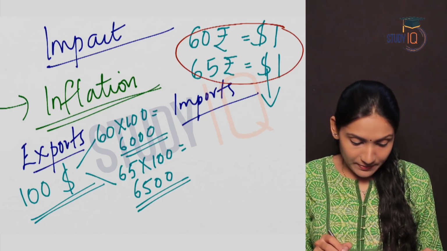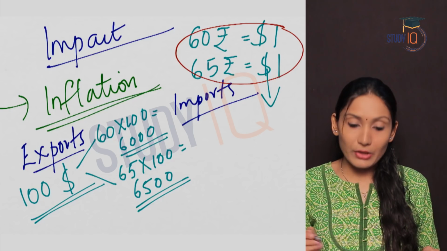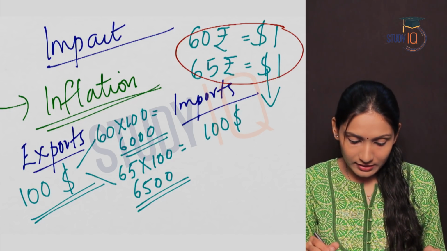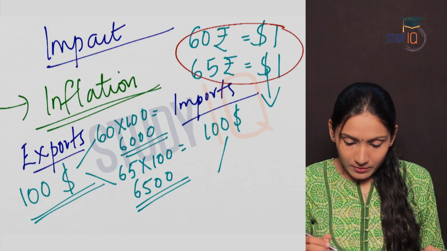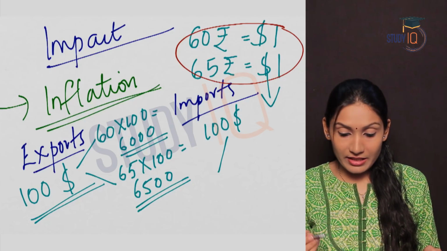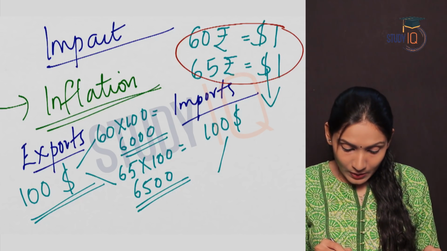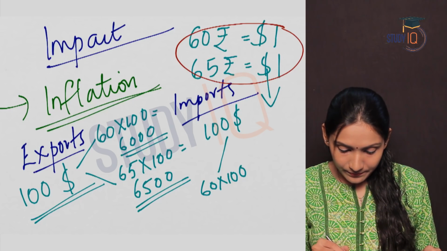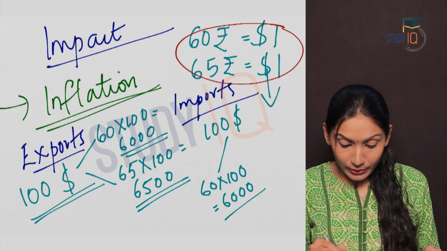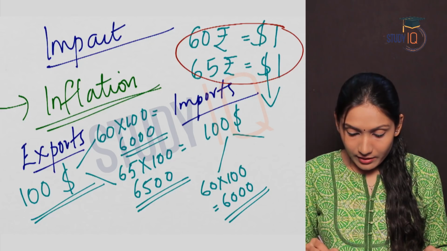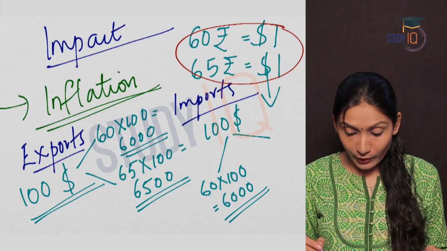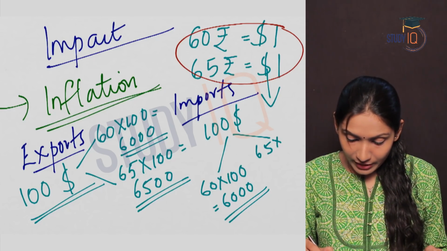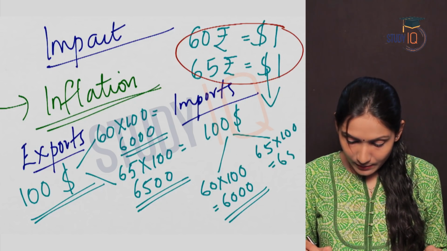Coming to the imports. Suppose the same $100 commodity you are importing. So before devaluation, $1 was 60. So 60 into 100, 6,000. You need to pay 6,000. Now it is 65 rupees for $1. So 65 into 100 equal to 6,500.